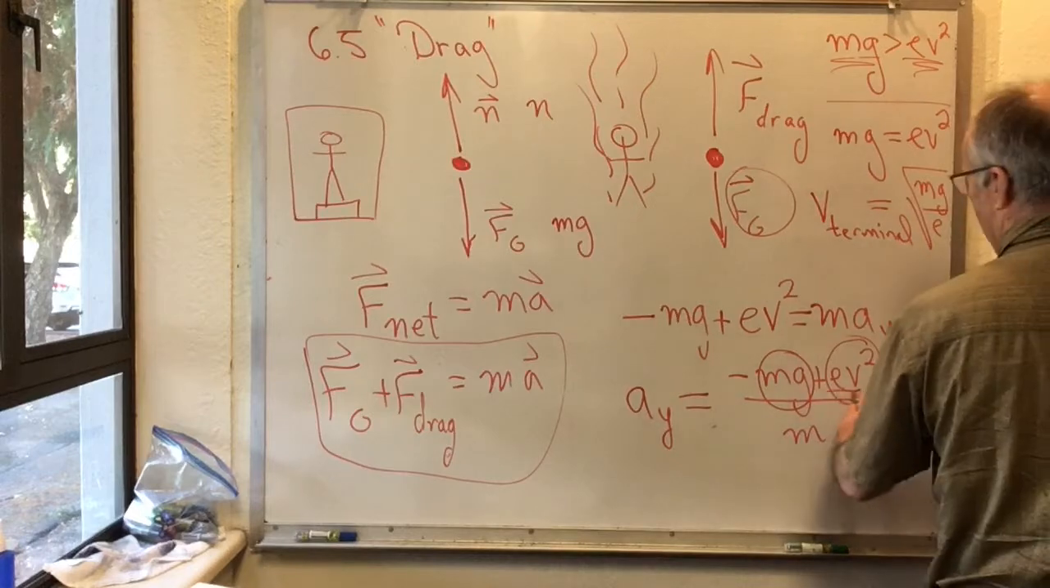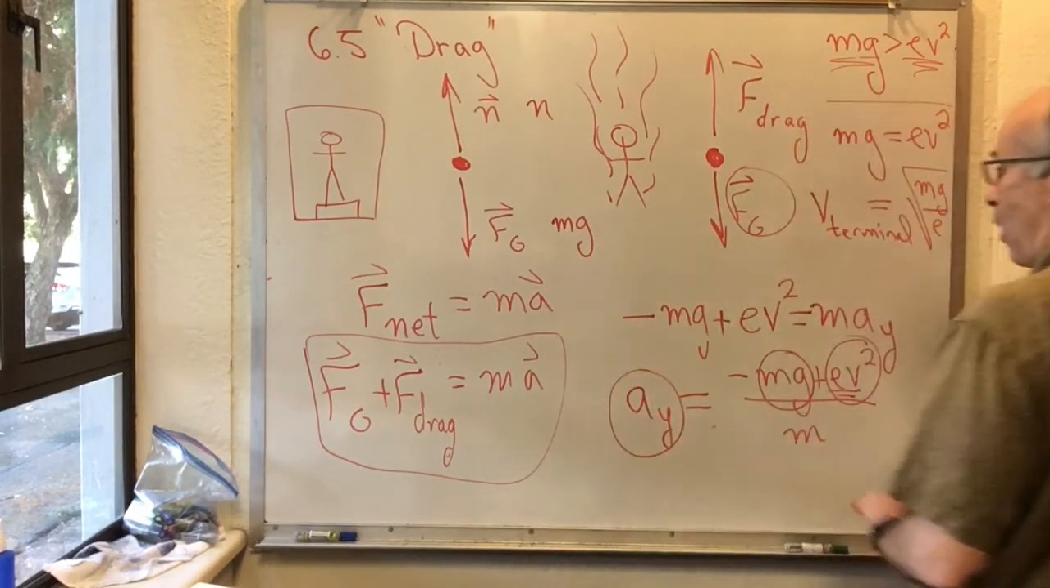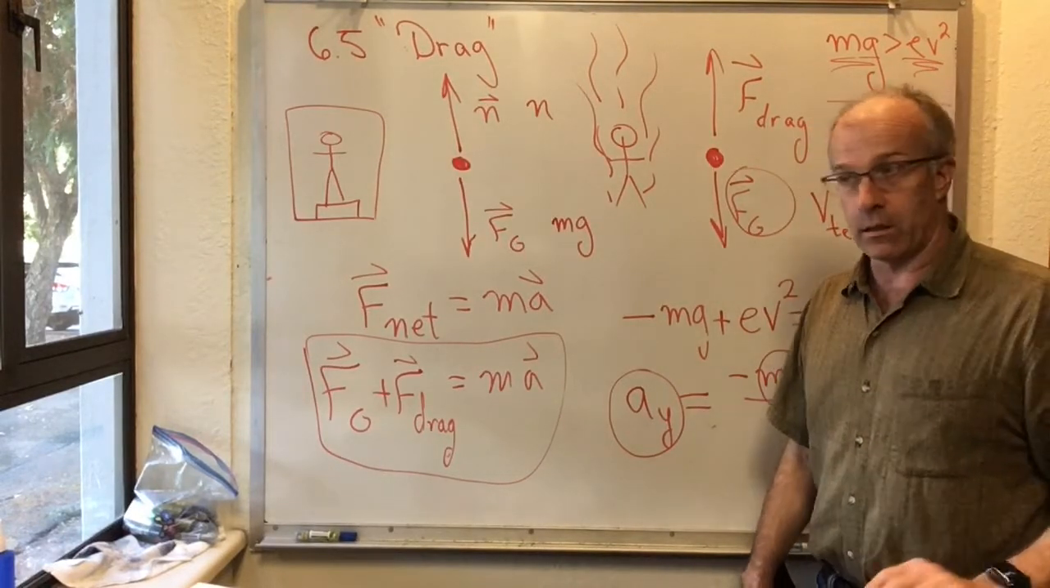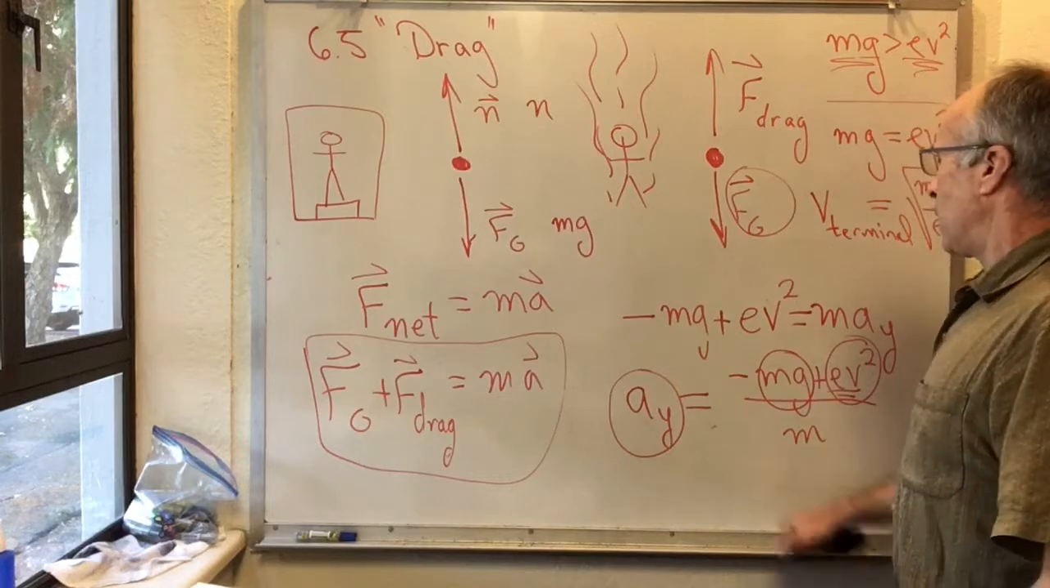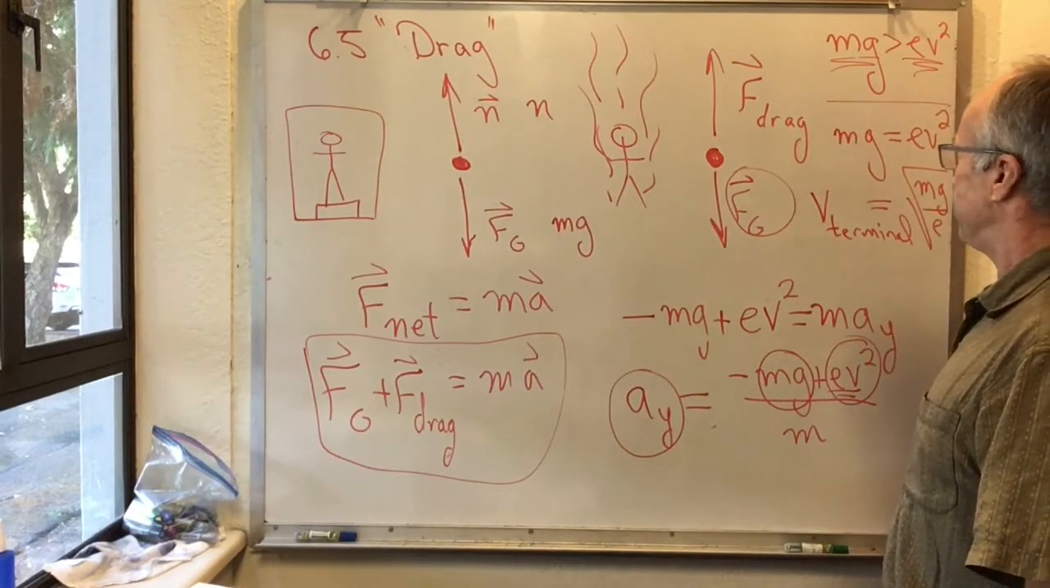If EV squared is greater than mg, that means that you'll have a positive a sub y, which means if you're going down, you're going to be slowing. So that's the third case. It doesn't happen as often as the first two cases.